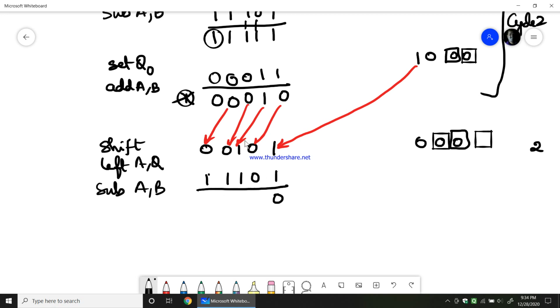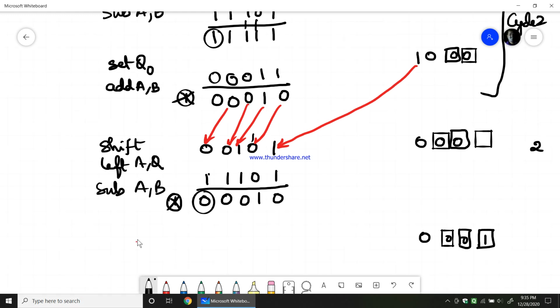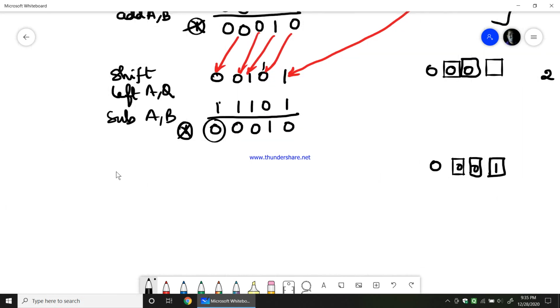1 plus 1 0, 1 plus 1 0, 1 plus 1 0, 1 plus 1 0, and this carry will be neglected. And see, the sign bit is 0 now. So as the sign bit is 0, the complement of this will be the new Q0. So Q0 will now be equal to 1, whereas these two will be 0 0 and this will also be 0. Now setting Q0 to 1. So I have set Q0 to 1.